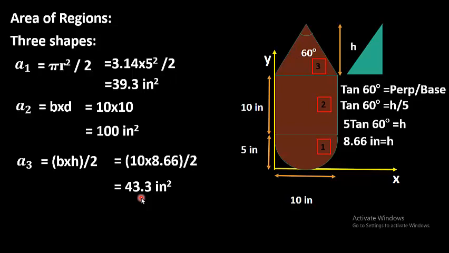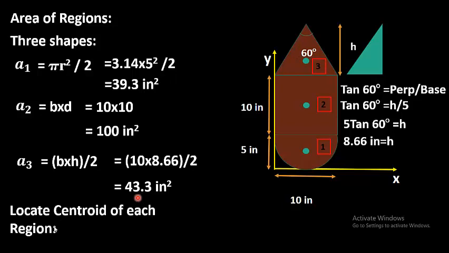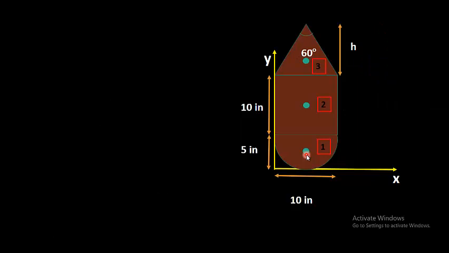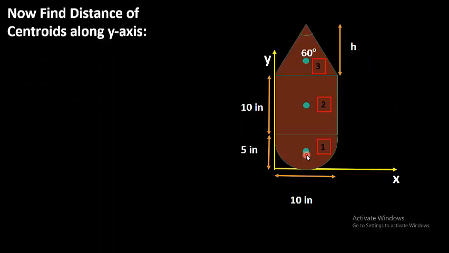Now the areas of all three regions have been calculated. Proceeding to the next step, to locate the centroid of each region. As I mentioned, the center of a square is called a centroid, and the centroid of a triangle lies at a height of h divided by 3 from the base, and the centroid of a semicircle lies in the center. Proceeding to the next step, now to find the distance of the centroids along the y-axis.